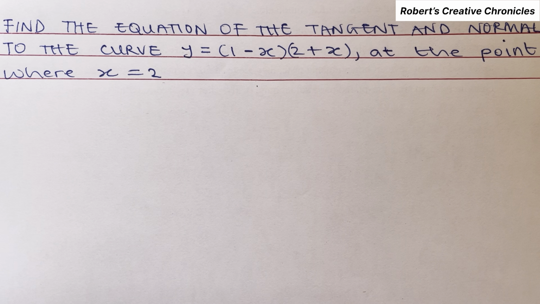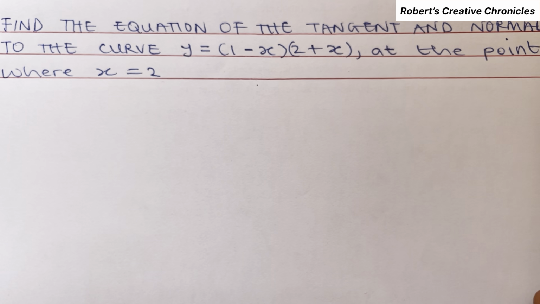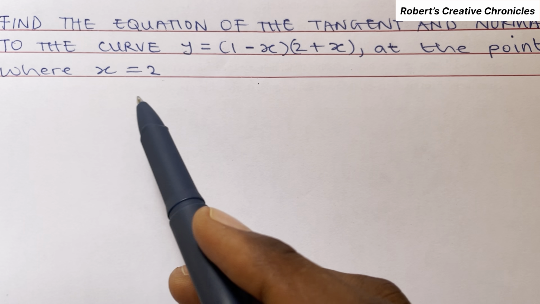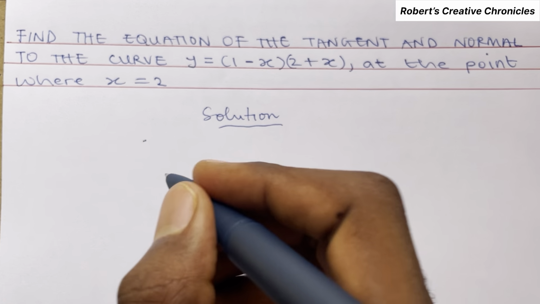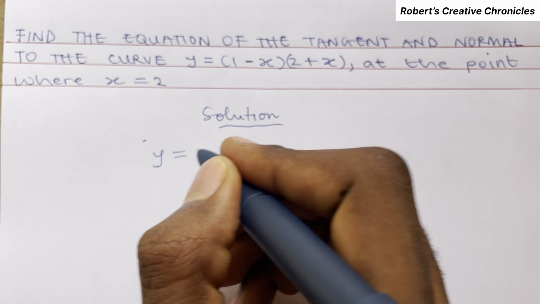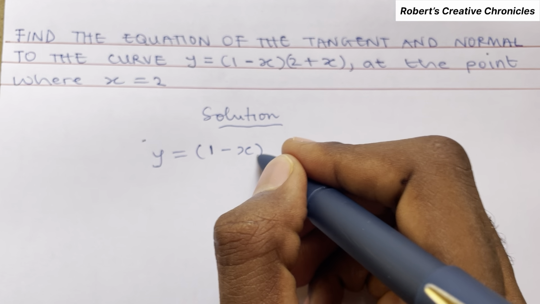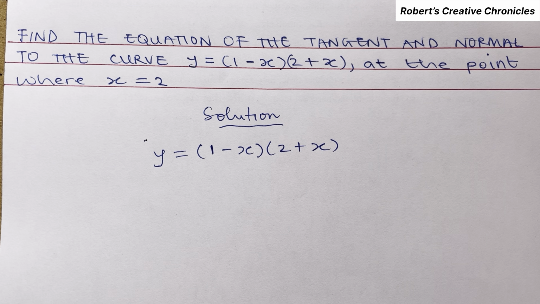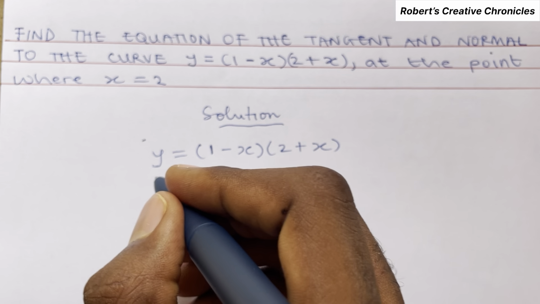So today we'll be solving this question, which states: find the equation of the tangent and normal to the curve y = (1 - x)(2 + x) at the point where x = 2. So first, let's write the equation down. y = (1 - x)(2 + x). So we are going to differentiate this equation to find the gradient of the tangent.